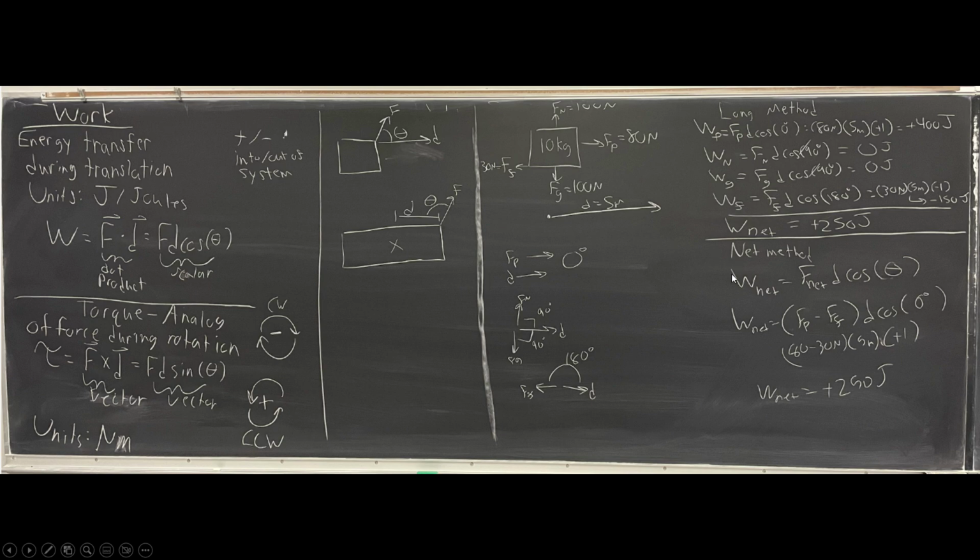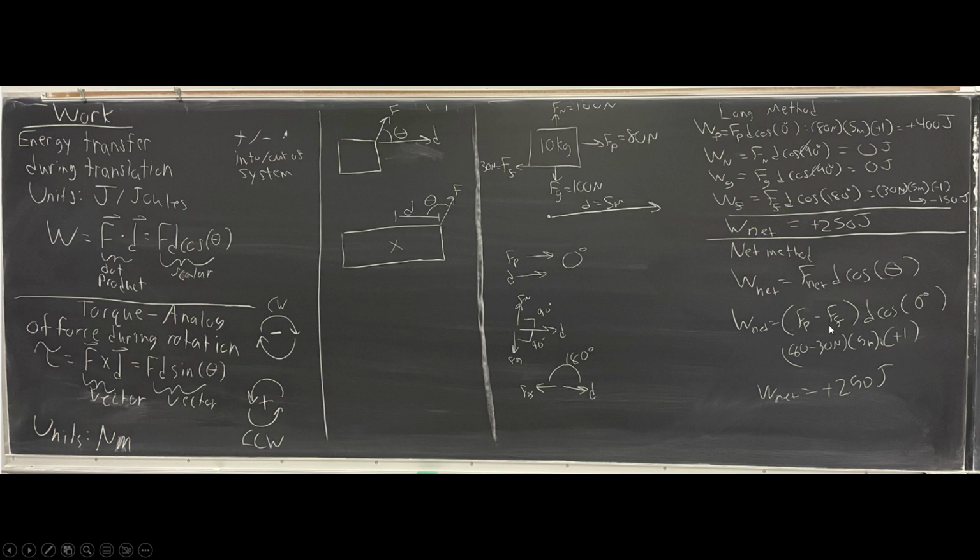Now what we notice is that work is working in translational motion. What we see here is that in the y direction, our force of gravity and our normal force cancel out. So there's no acceleration in the y direction, there's no movement in the y direction. Therefore, all we have for translational motion is along the x-axis. Therefore, our net work can be set equal to our net force times the distance moved times cosine of the angle between the two.